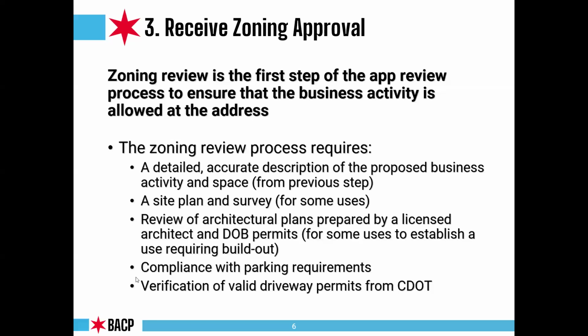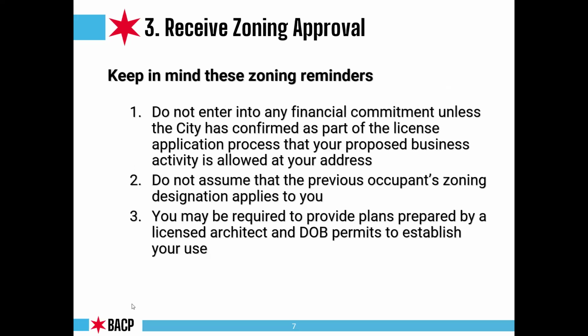And so in that case, if in our system we have that address registered as an office, and now you're looking to operate a restaurant, we're going to need to see architectural plans to be able to identify that that place has been properly converted. And so as you get ready to apply or go through zoning approval, it's important to keep these reminders top of mind. Check with us first.